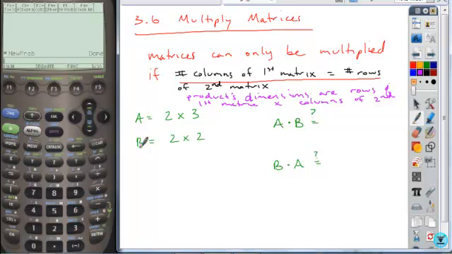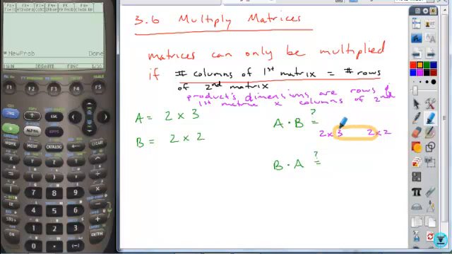And so if we have two matrices, let's say matrix A is a 2 by 3 matrix, and B is a 2 by 2. Can we multiply A times B? Can we take a 2 by 3 matrix and multiply it by a 2 by 2? Okay, the easiest way to see this is just to write those dimensions out, because here's what you can check.